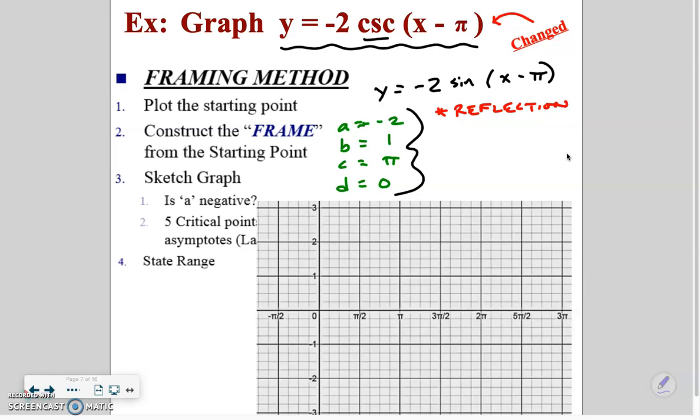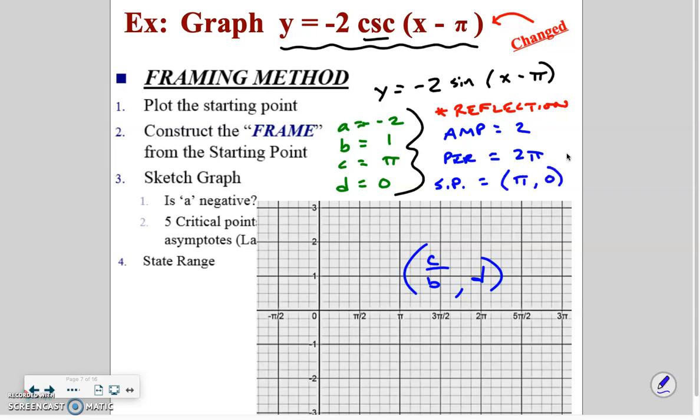All right. Amplitude. That's the absolute value of A. So the absolute value of -2 is 2. The period is still 2 pi divided by B. So 2 pi divided by 1 is 2 pi. The starting point, it's still C over B, comma, D. So C over B, pi divided by 1 is pi, comma, D is 0.